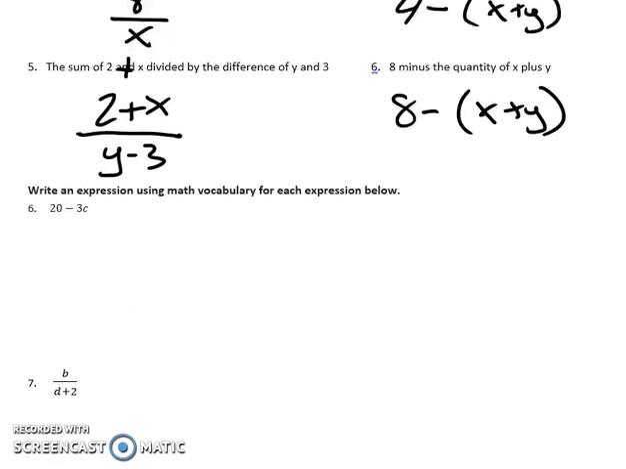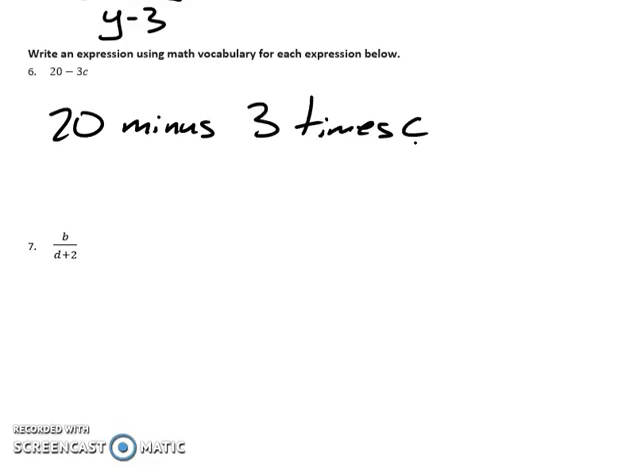Now, the last two have you do the opposite. They have you write everything out in words. So with this guy, I could go 20, I could go minus. I can't say 3c because, well, what does 3c mean? 20 minus 3, and I could say times c. Maybe I would say 20 minus the product of 3 and c. That works. Product means to multiply.